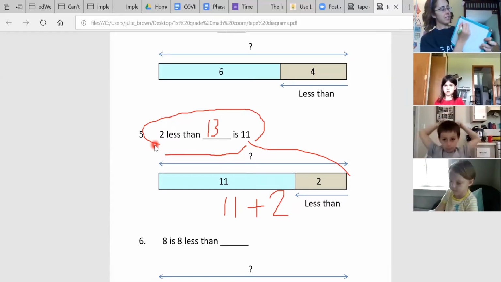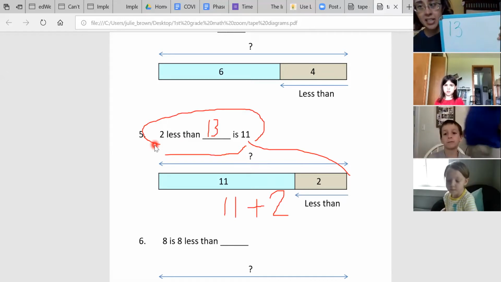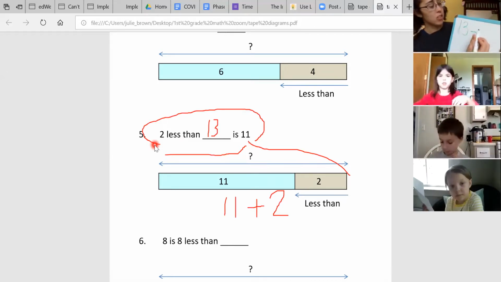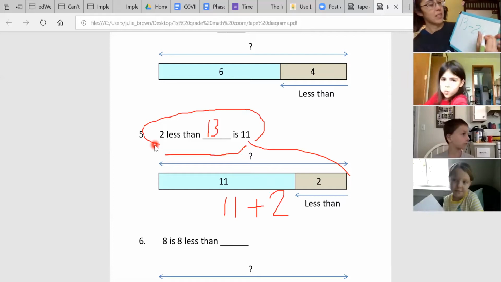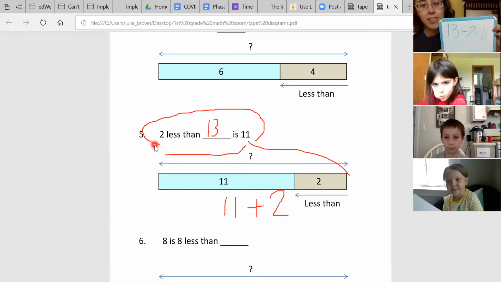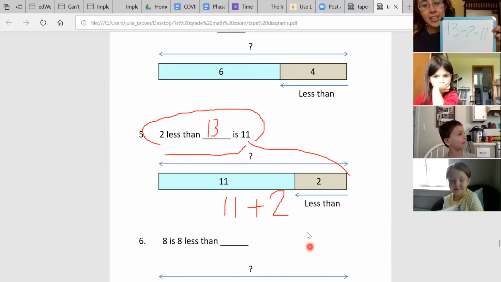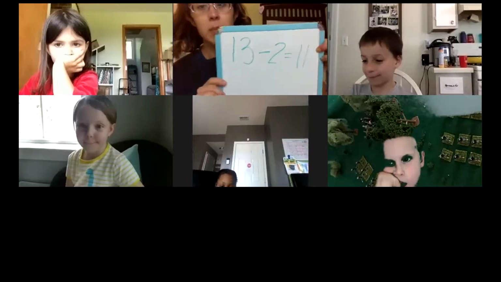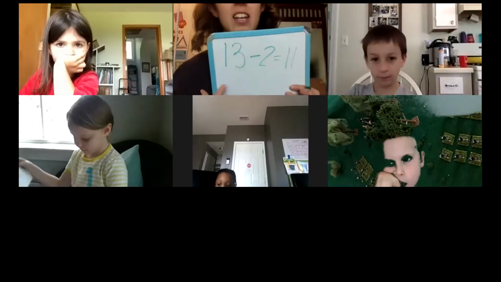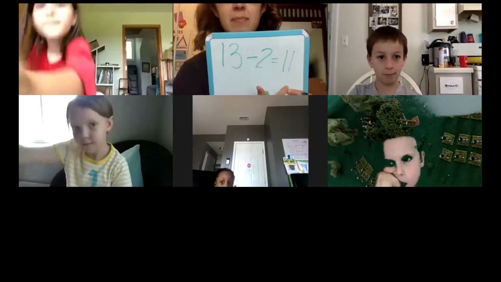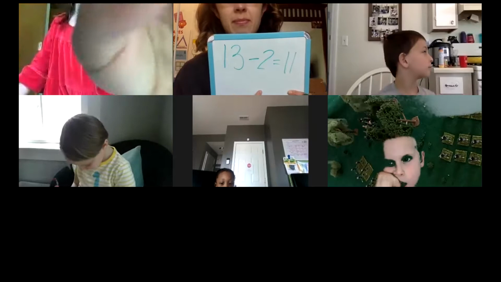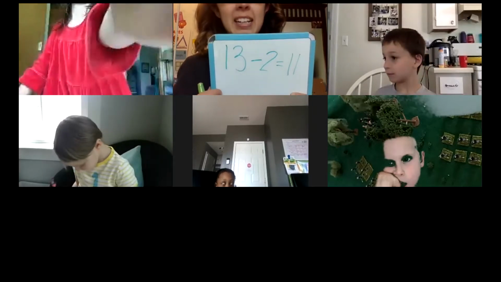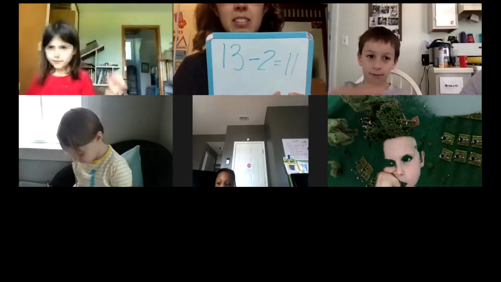Let's see if this makes sense. If I have 13 and then I do 2 less, which is take away, I do get 11. 2 less than 13 is 11. Can we write down the subtracting sentence? 2 less than 13 is 11. Now hold it up when you got it.